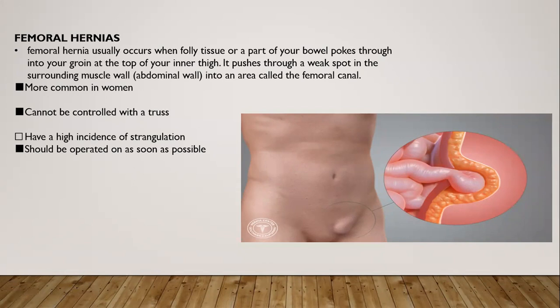Why? Because their necks are narrow, very narrow. They should be operated on as quickly as possible because they easily undergo strangulation. And remember, we defined strangulation as when there is an impairment in the blood supply. And we said that if the hernia continues, there is a higher chance, a propensity, for the hernia to undergo gangrene.